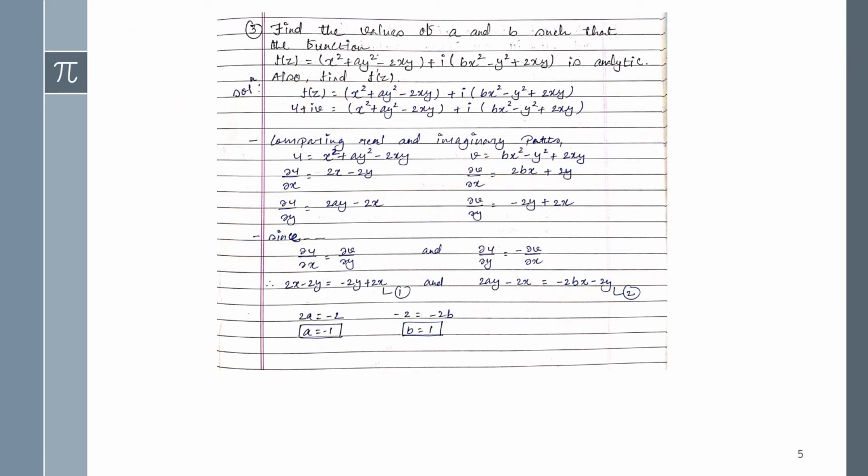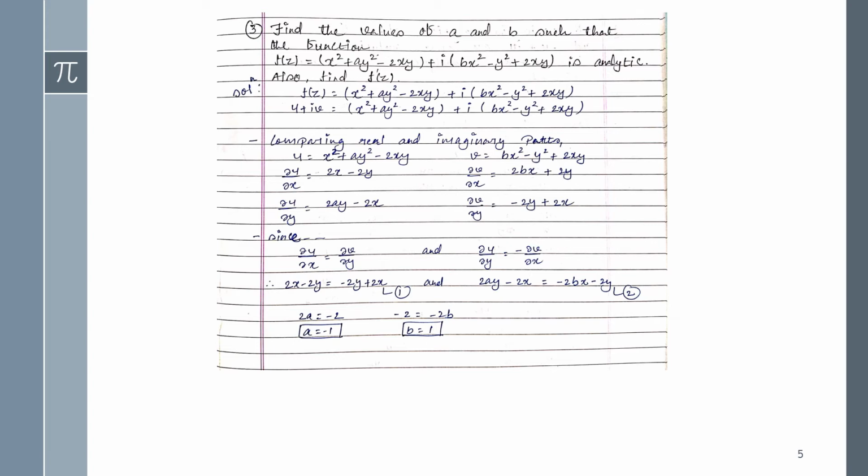Find the values of a and b such that the function is analytic. Okay guys, so with the same procedure you have to solve this example, and this one you have to do by yourself. And just giving some highlight of these examples. Here f of z is given, so from this f of z you have to find its real and imaginary parts.